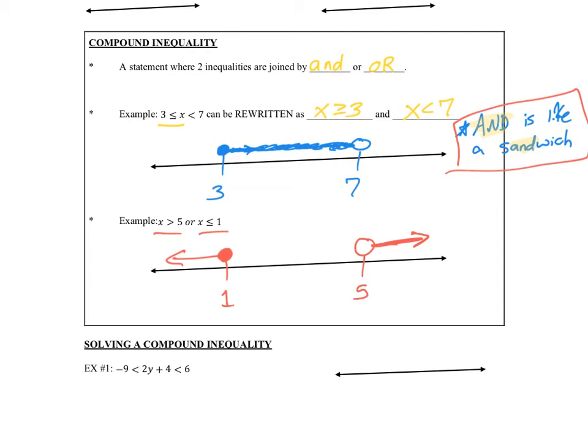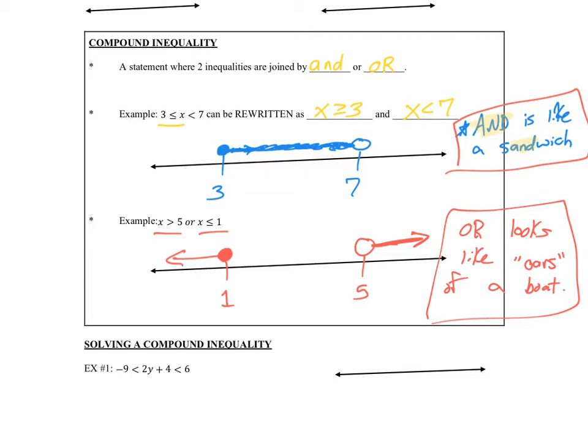Okay, so "or" looks like, oops, I can't spell, the oars of a boat. So "or"s will point away from each other, "and"s will point towards each other because they're a sandwich. Okay, so compound inequalities have two graphs, two inequalities. They either point towards each other or they point away from each other for the "and"s and the "or"s.